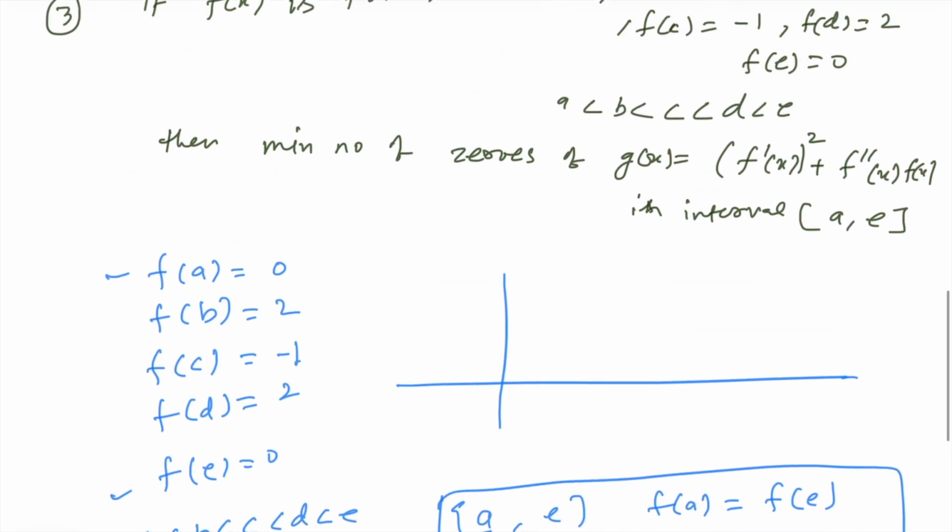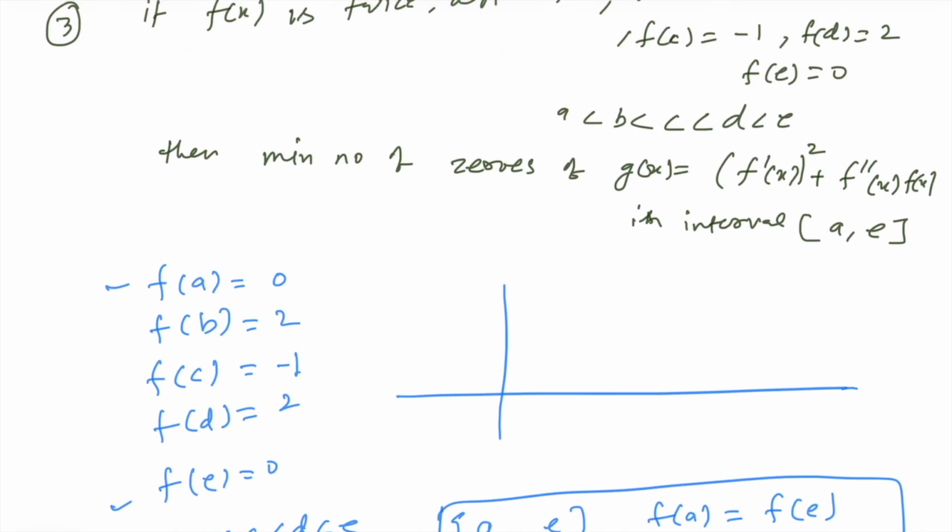Let's see what exactly the question has asked. It says the minimum number of zeros of g(x) function, which is like this, in the interval a to e. So in the same interval it is asking how many zeros of g(x). Zeros of g(x) means how many roots of g(x) in the interval.